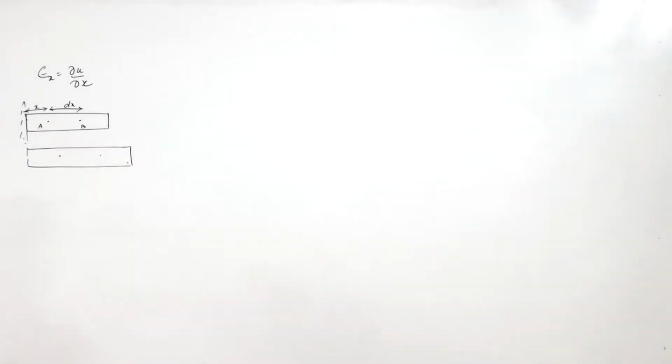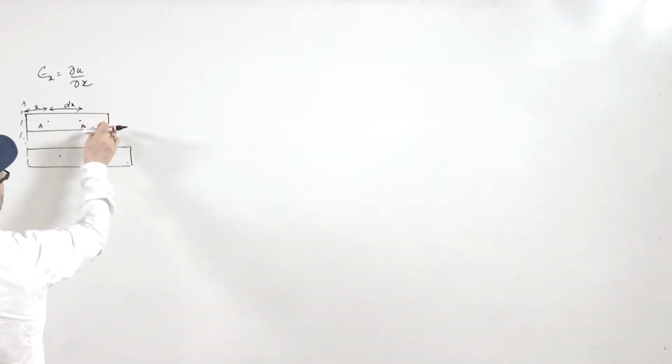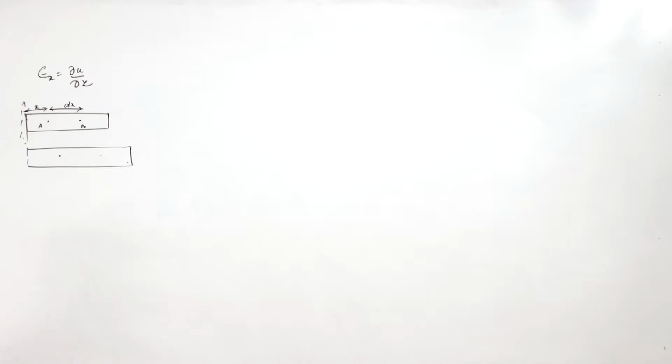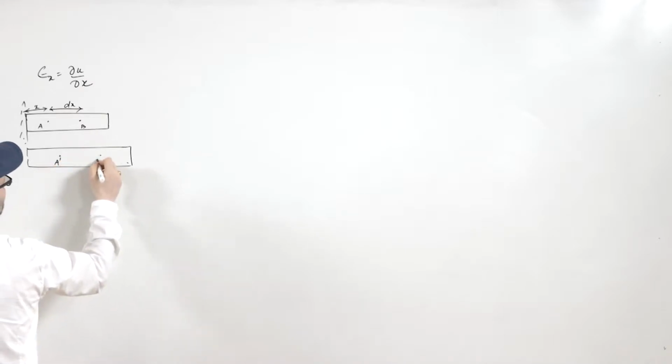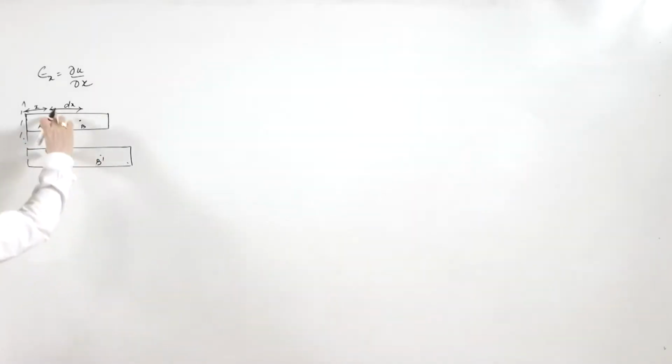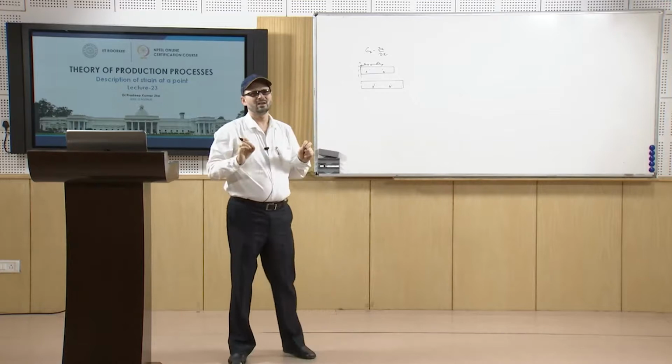So, this is u: the displacement of A in this direction was u, and for B it will be u plus ∂u/∂x into dx. So you will have A prime and B prime. Between A and A prime the distance will be u, and between B and B prime the distance will be u plus ∂u/∂x into dx.